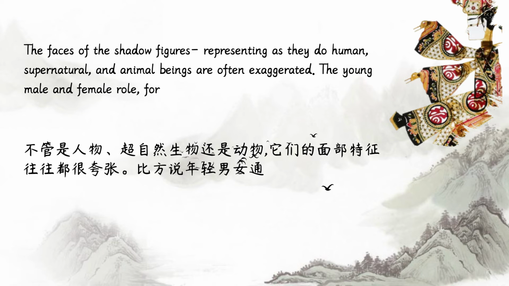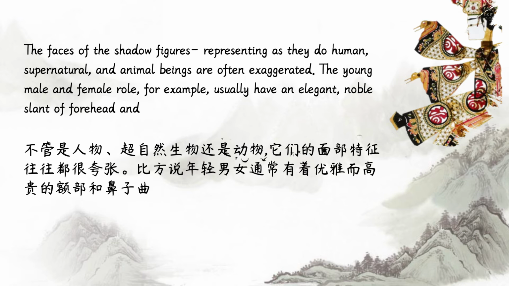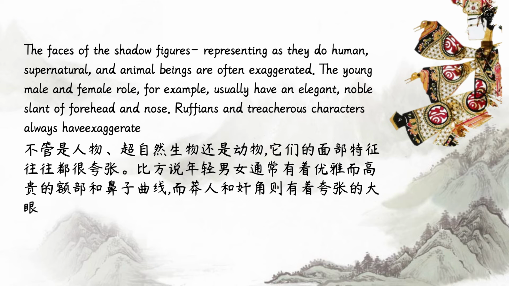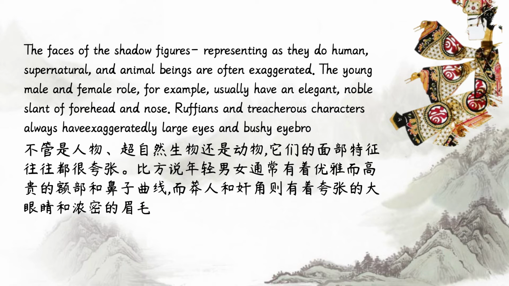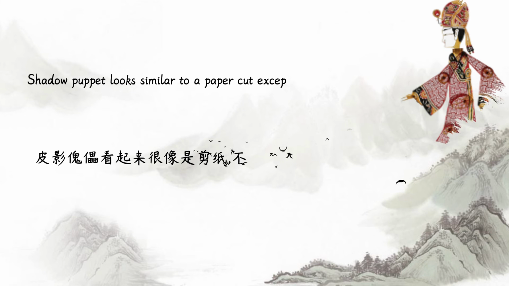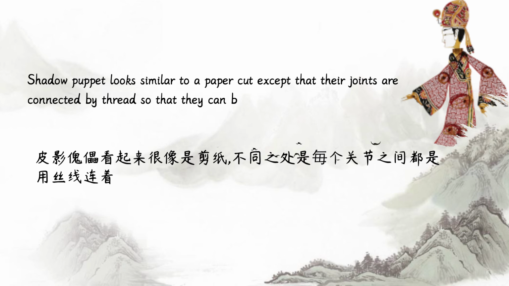The young male and female roles, for example, usually have an elegant, noble slant of forehead and nose. Ruffians and treacherous characters always have exaggeratedly large eyes and bushy eyebrows. The stage for shadow puppet is a white cloth screen on which the shadows of flat puppets are projected. Shadow puppets look similar to a paper cut, except that their joints are connected by thread, so that they can be operated freely.